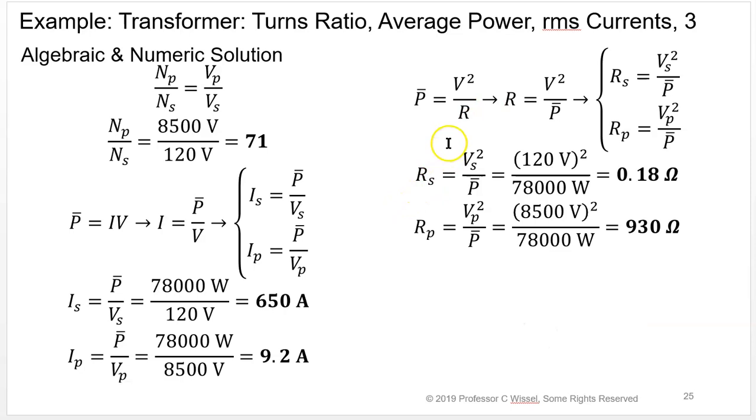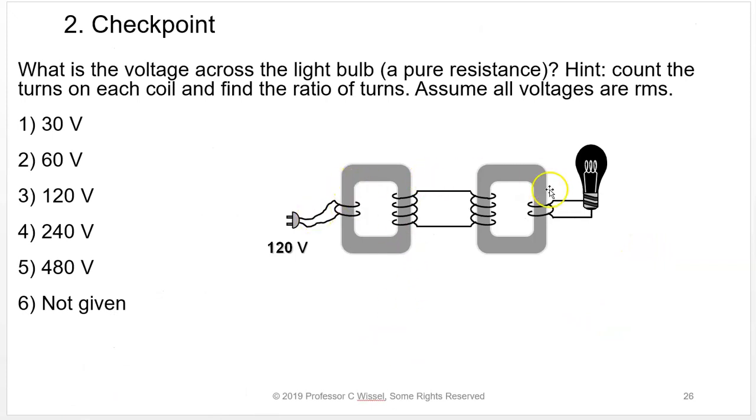Okay, so power equals V squared over R, so R equals V squared over P. RS equals VS squared over P, this is the secondary. RP equals VP squared over P, that's the primary. So the resistance of the secondary is 120 volts squared divided by 78,000 watts. That is 0.18 ohms. The resistance of the primary is 8,500 volts squared divided by 78,000 watts. That's 930 ohms.